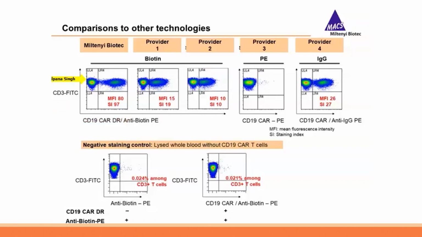And this is quite evident as compared to the CAR detection reagents from other providers which follow the same two-step detection strategy. Here, as compared to the CAR detection reagent which is directly conjugated from provider 3, there is hardly any positive signal notable.